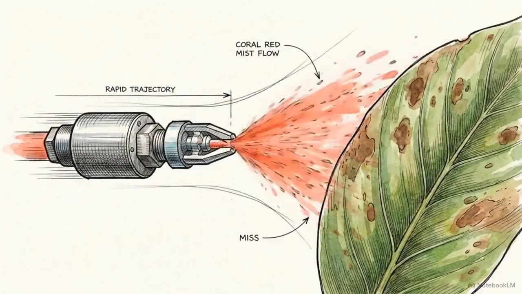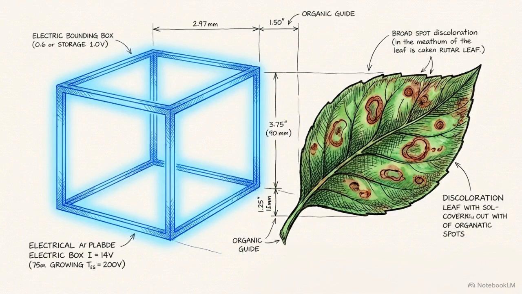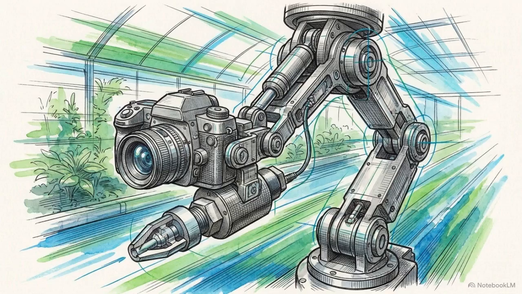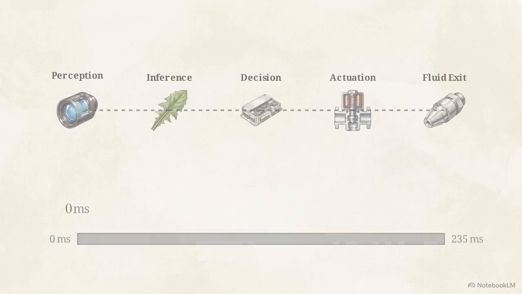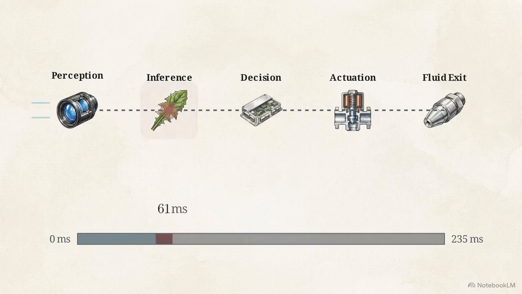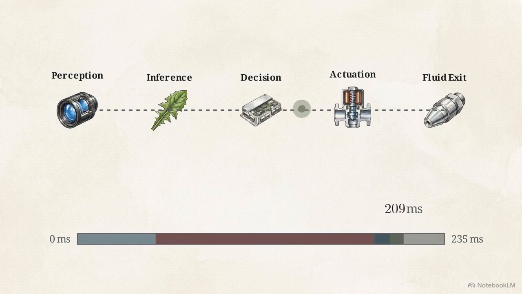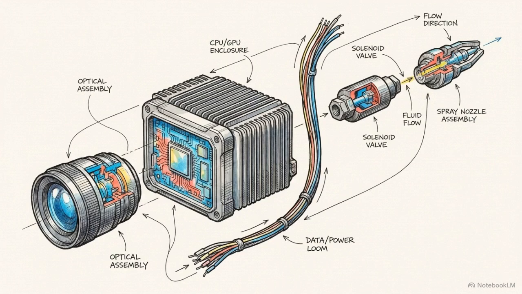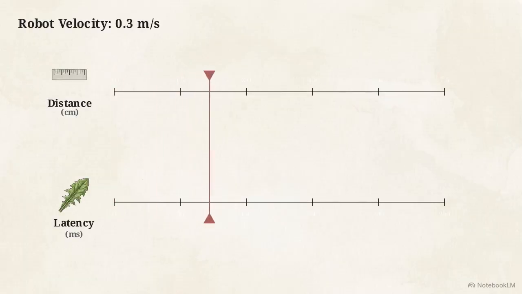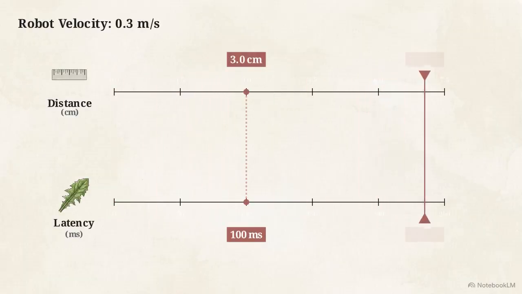behind the target. The breakdown here does not lie in the vision algorithm's accuracy. The system is failing because it ignores the rigid physics of the system's latency budget. We can define this latency budget as a physical measurement of time. It is the total accumulated delay from the exact millisecond light enters the camera lens to the exact millisecond liquid physically exits the spray nozzle. To engineer effective precision agriculture, we have to deconstruct this perception-to-spray pipeline step by step. We need to measure exactly how time translates into mechanical displacement.